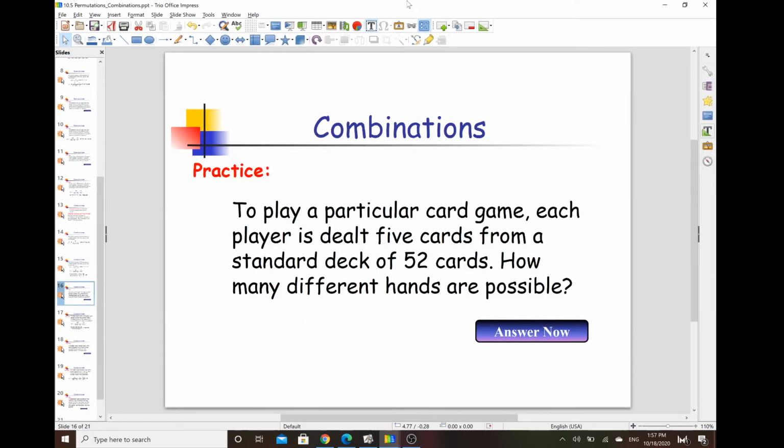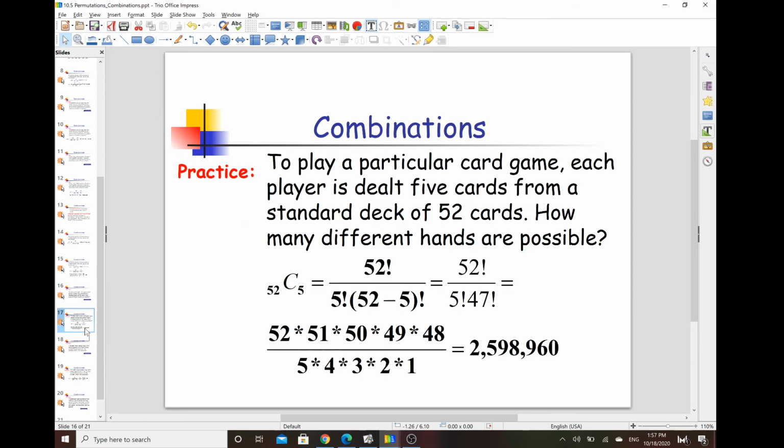So here's one of the word problems. To play a particular card game, each player is dealt 5 cards from a standard deck of 52 cards. How many different hands are possible? So 52 choose 5. So 52 factorial over 5 factorial times 52 minus 5 factorial. So it's 52 factorial over 5 factorial times 47 factorial.